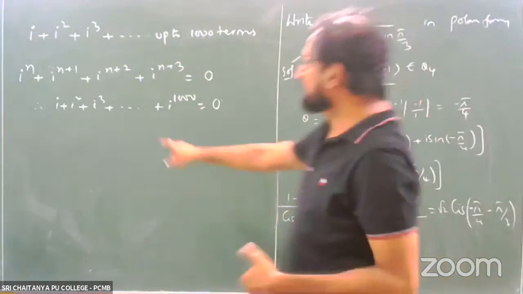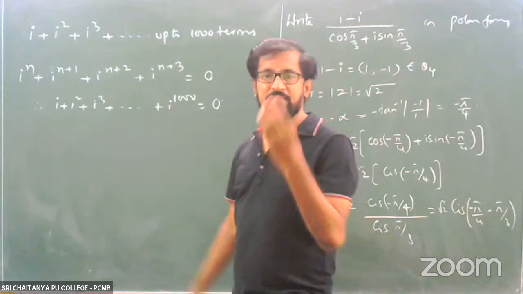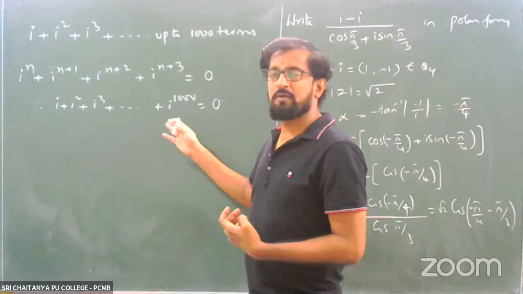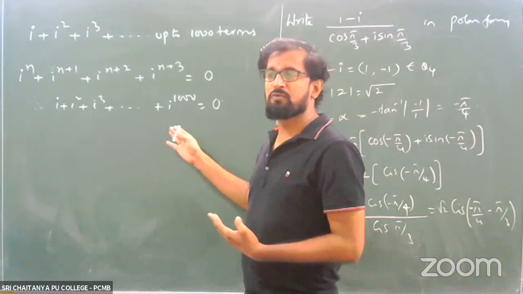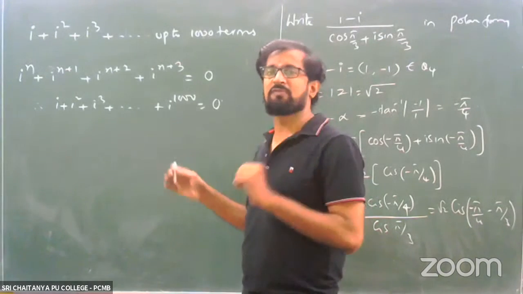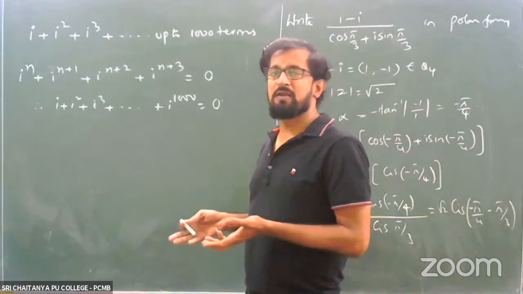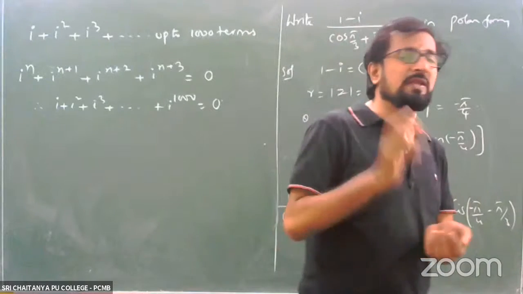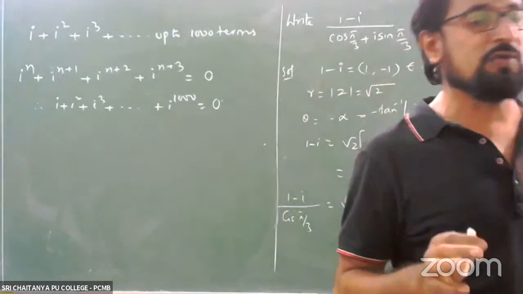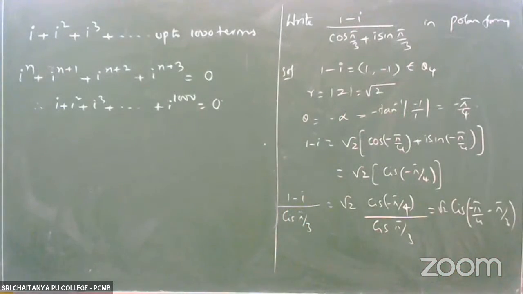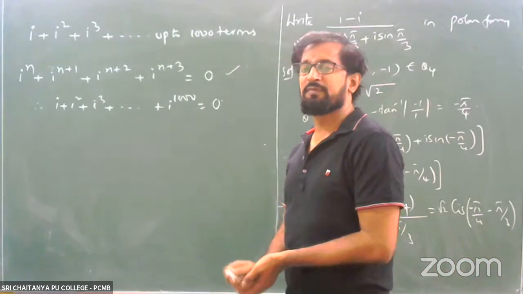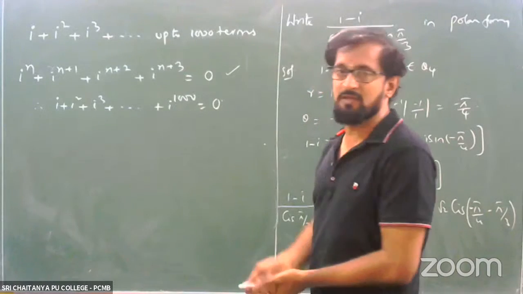In this one, for each and every 4 terms, the value becomes 0. So you are going to get 250 zeros. For each and every 4 terms, you get the answer as 0. Already we proved this at the beginning of complex numbers. You can observe it even in your notes.